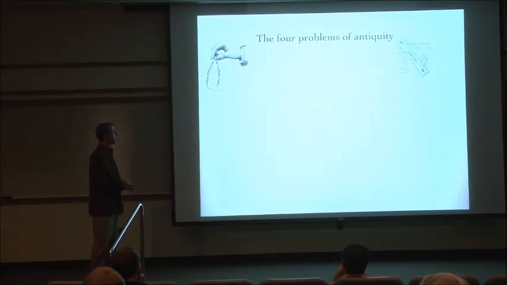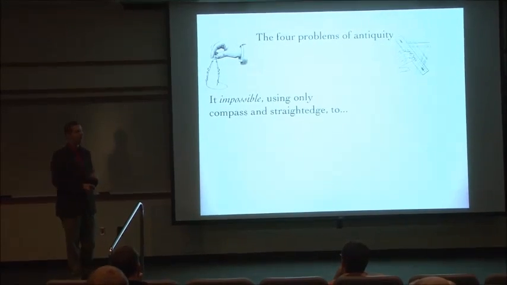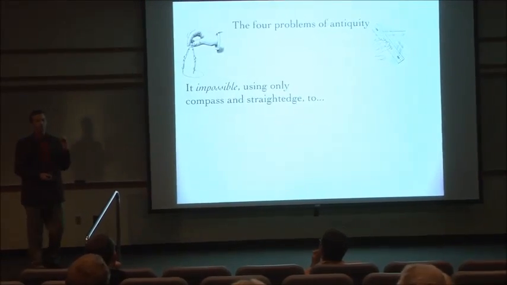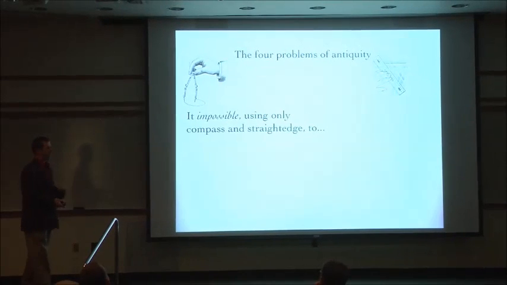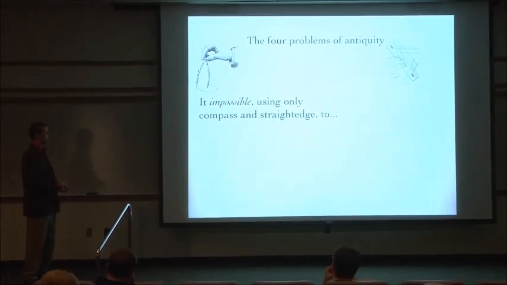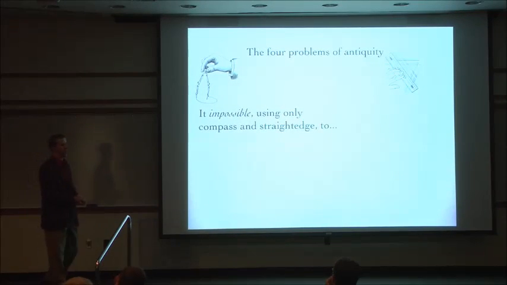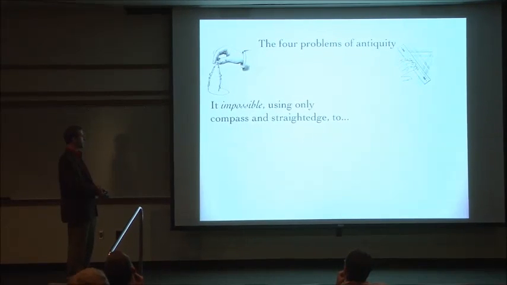Well, it's my sad duty to inform you that there are impossible things, and there are things that are proven to be impossible. And so the four impossibility theorems that I'm going to talk about are these: a class of problems called the ruler and compass problems.